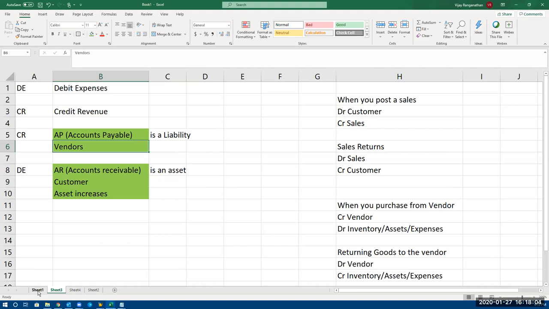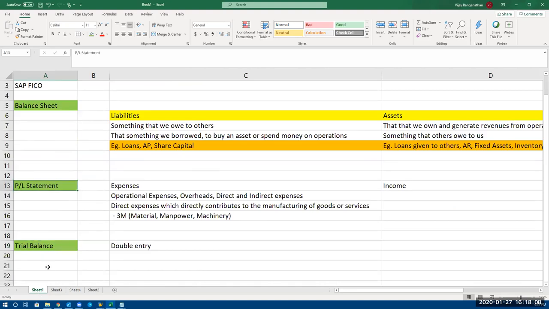Here we have the balance sheet, P&L statement and trial balance. We talked about what the trial balance is, and what the balance sheet items are, which are liabilities and assets. How do you differentiate assets? Anything that holds a future value, which means you put it into use and generate revenue, and it can be liquidated. You can sell it to somebody. Then we talked about expenses and income. This goes into your P&L statement, also called the income statement. And we talked about direct expenses, indirect expenses, overheads and so on.